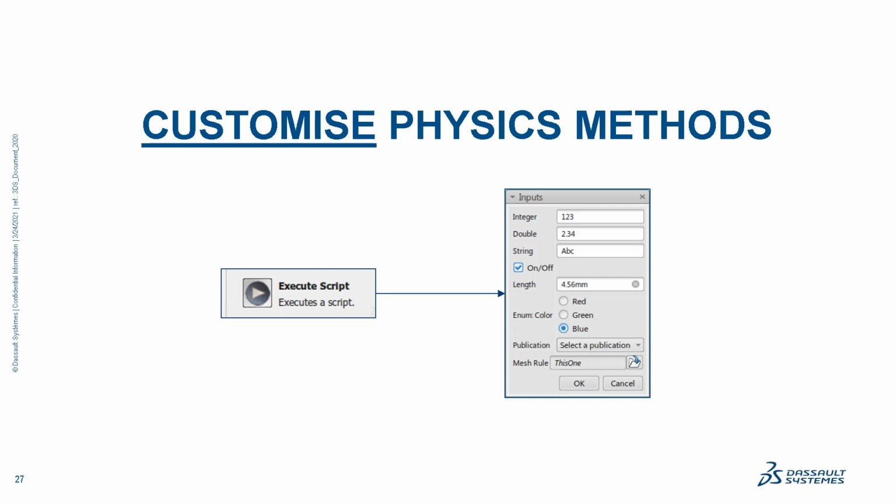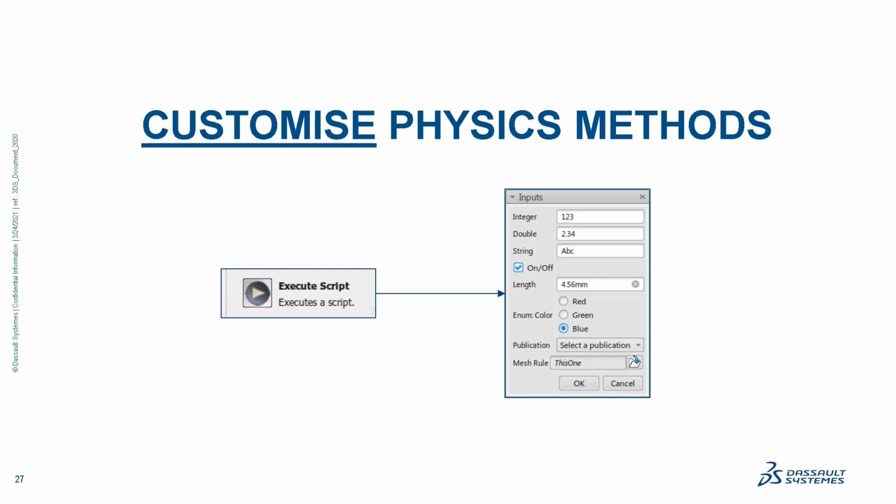But what if we want more capability? What if we want to customize our physics methods? What if we want to reduce the number of clicks to perform operations? Well, we can do that by accessing scripting and including it within our physics method. And by doing this, we're able to consolidate a number of actions or operations into perhaps a single click.